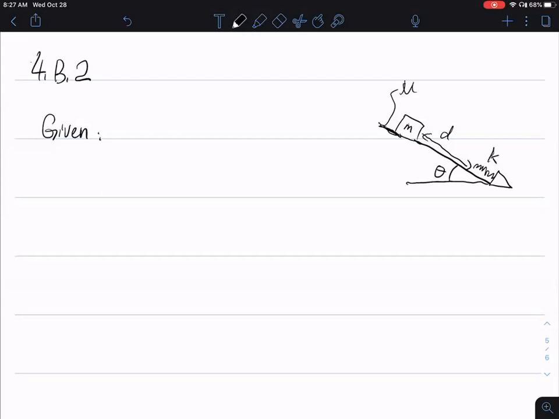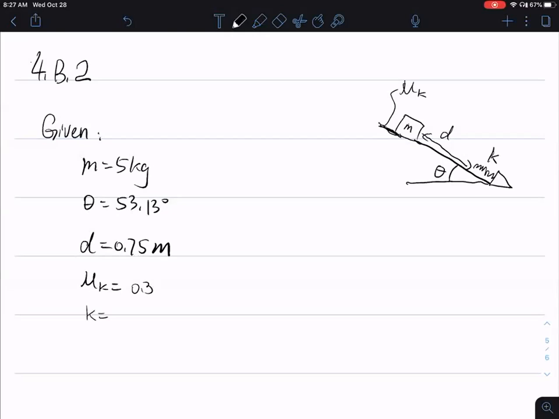So we know a couple of things. M equals 5 kilograms. Theta equals 53.13 degrees. D equals 0.75 meters. Mu, in this case, is mu k, the kinetic friction coefficient, which is 0.3. And k, the spring constant, in this case is 1,000 Newtons per meter.